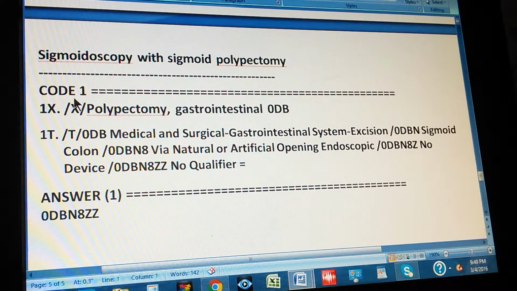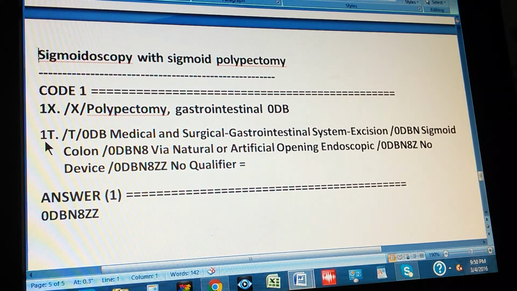There's only one code, and the code through the index is found like this. First you go to the index. Then you go to polypectomy. Gastrointestinal. And then you get these first 3 characters: 0DB. Now we're going to find the rest in the tabular, right?